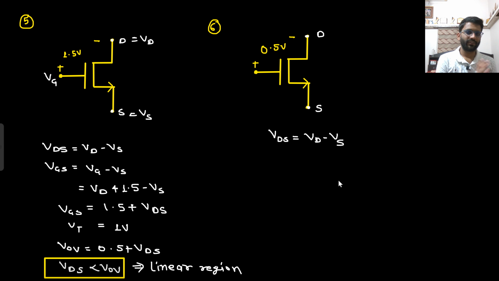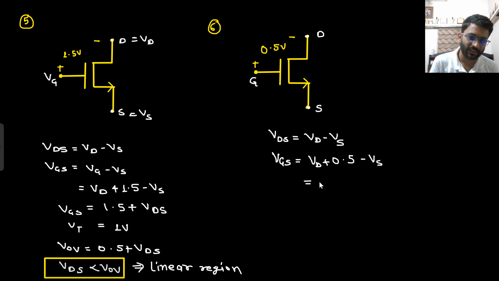So here as well VGS is greater than VT, so your transistor is on. That we have to certainly consider. So your VDS is VD minus VS. What is your VGS? Your VG is VD plus 0.5, so VD plus 0.5 minus VS. So VGS is VDS plus 0.5 volt.